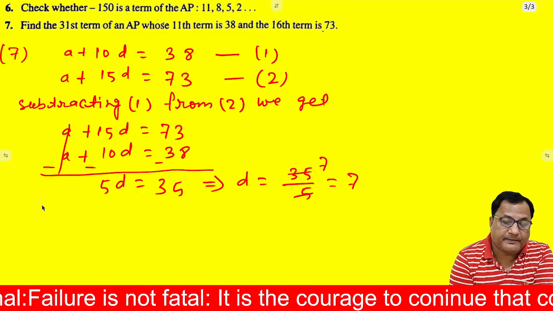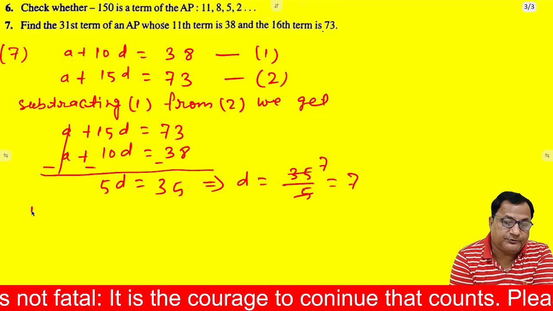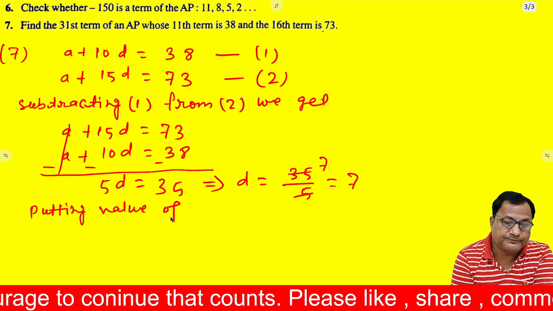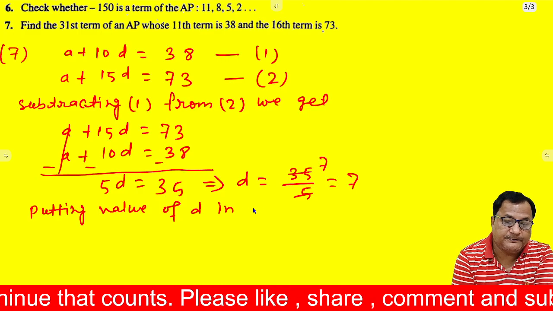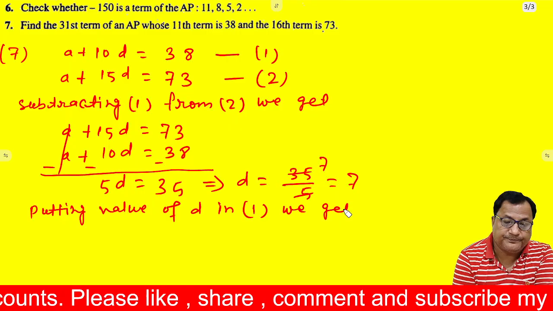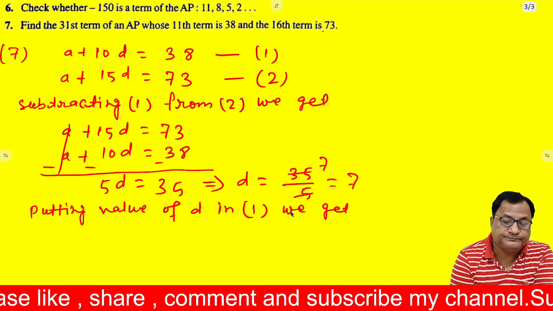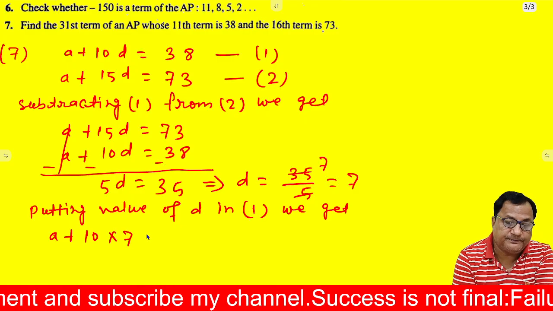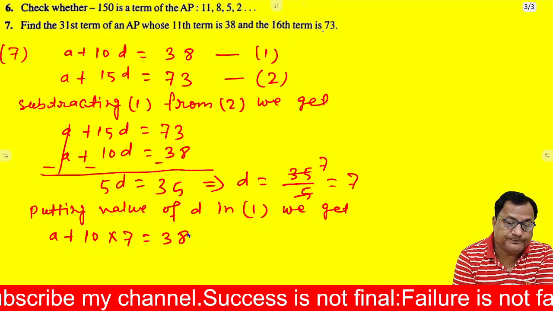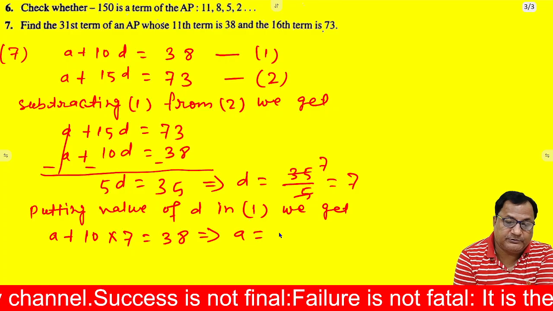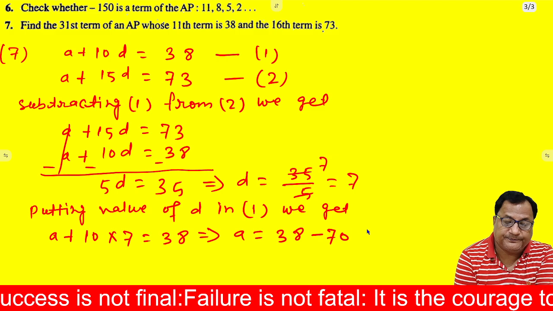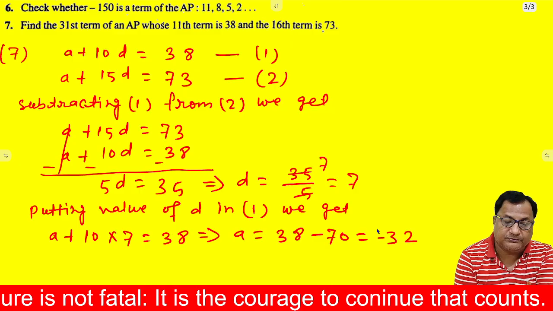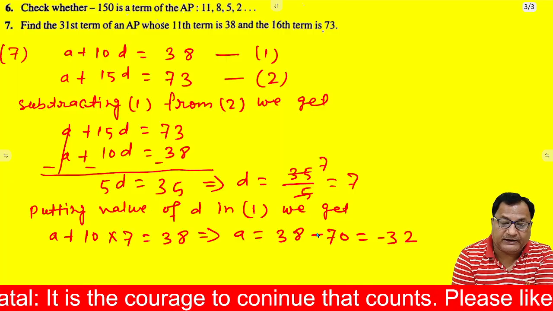Now we'll put the value of d in 1. We get a plus 10 into 7 is 38. a is equal to 38 minus 70, which is equal to minus 32. So a is equal to minus 32.